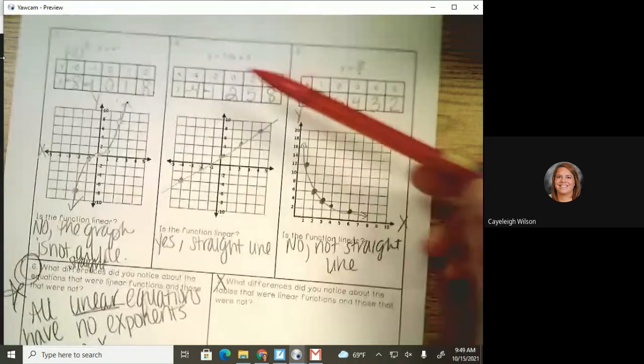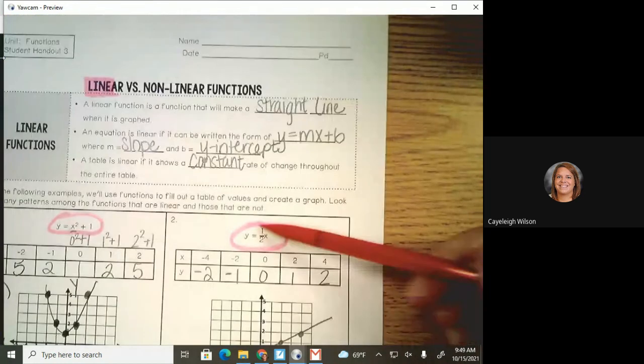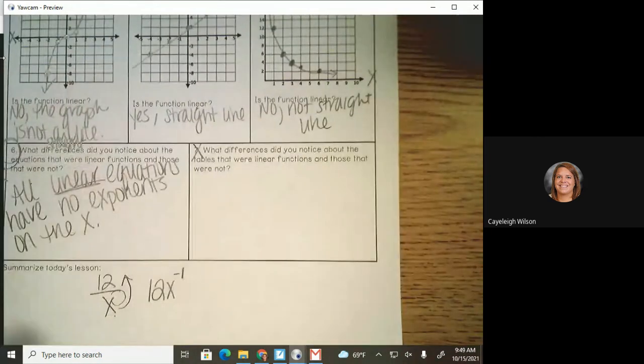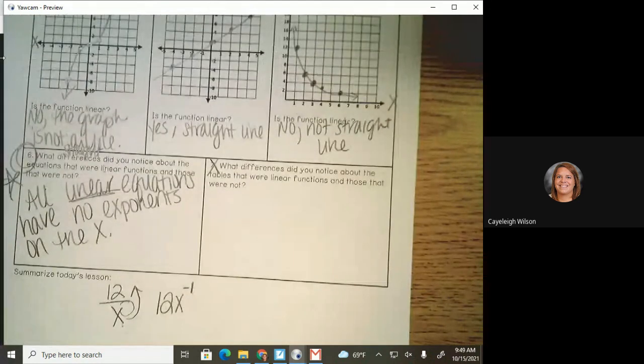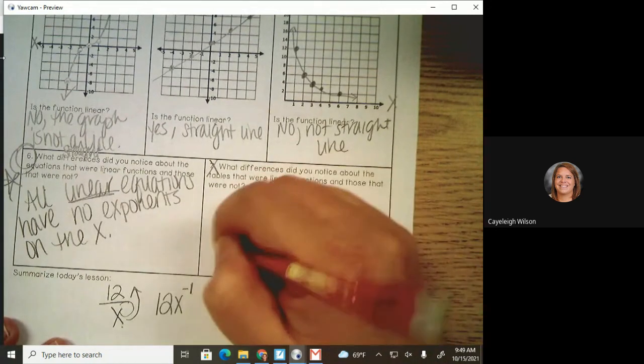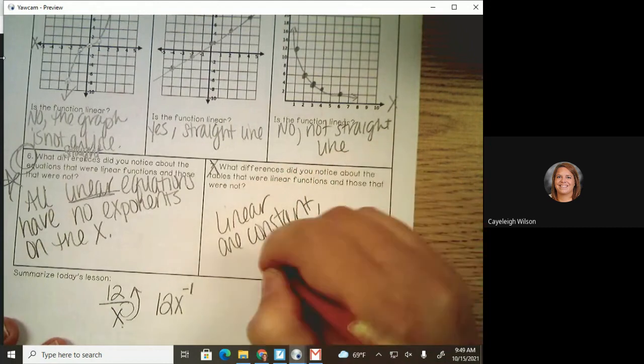So like number 4, look, it was y equals mx plus b. Like number 2, which was just y equals mx. Okay? And then if you look at the tables, the only difference that you notice about the tables is that linear lines are constant. So I'll just put on here if you want to put something in here. Linear are constant. Others are not.